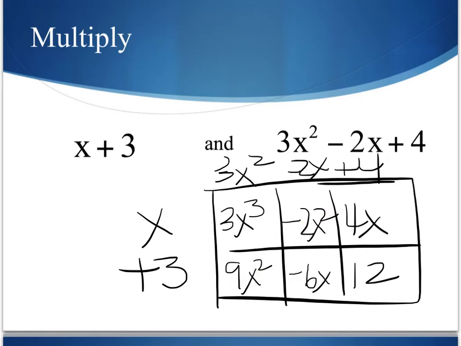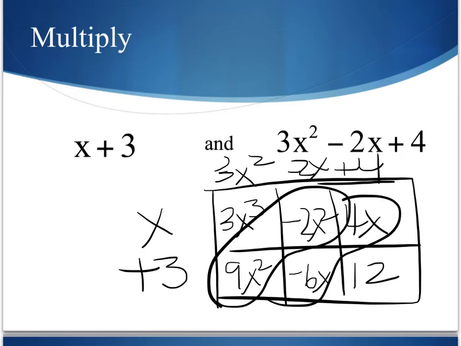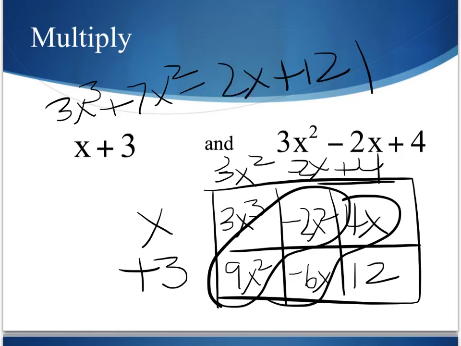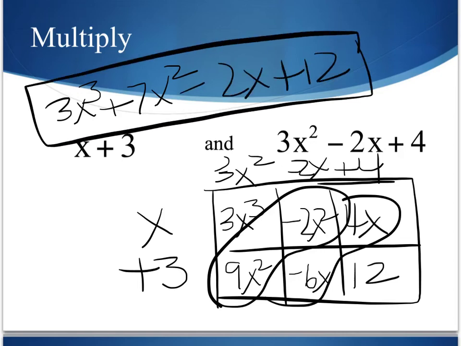And then we have like terms here and like terms here because this one has an x squared and this one has an x squared. This one has an x and this one has an x. So we combine our like terms here and here. And we end up with 3x cubed and positive 7x squared and negative 2x and positive 12. Just like that.